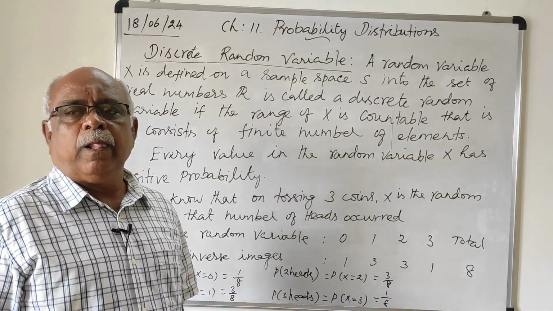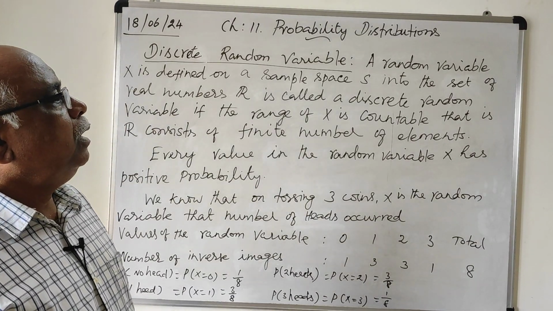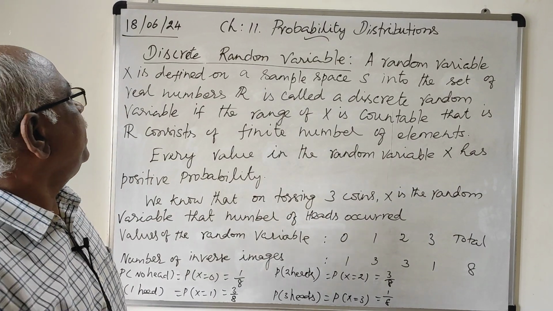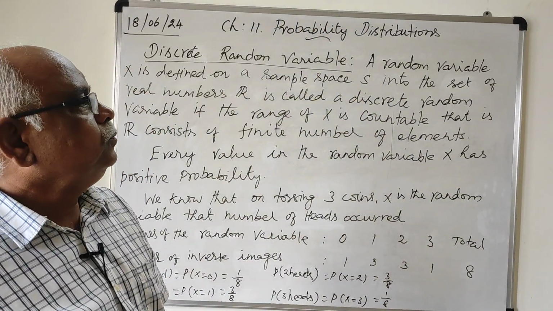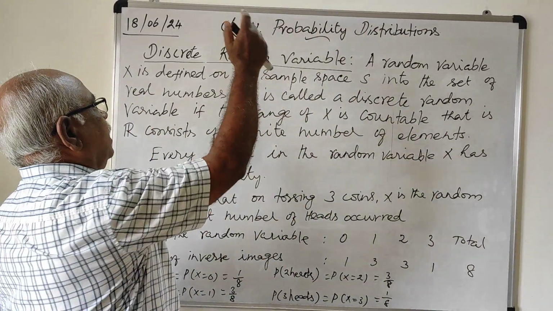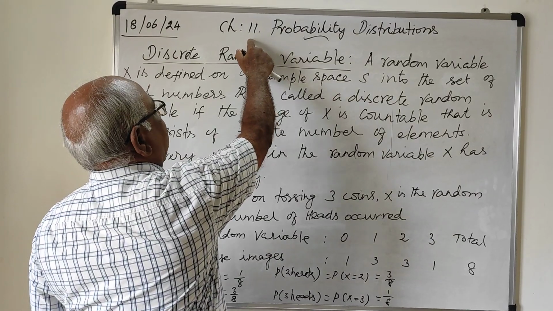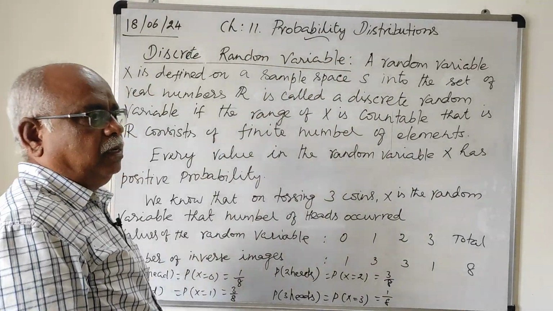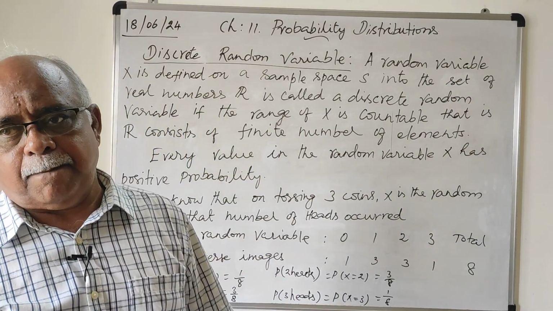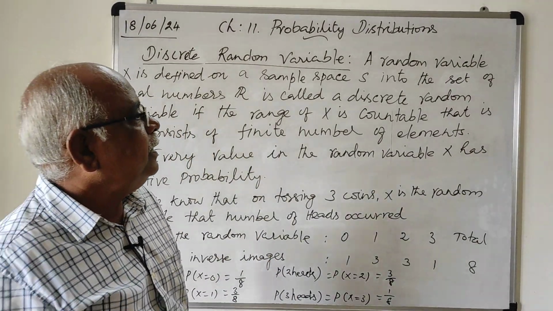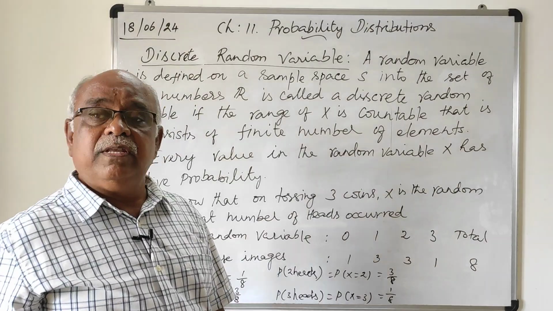My dear students, in this video I am going to define a discrete random variable. It is given in topic number 11, probability distributions, which is in your 12th standard state board syllabus. And this topic you can also find in CBSE.